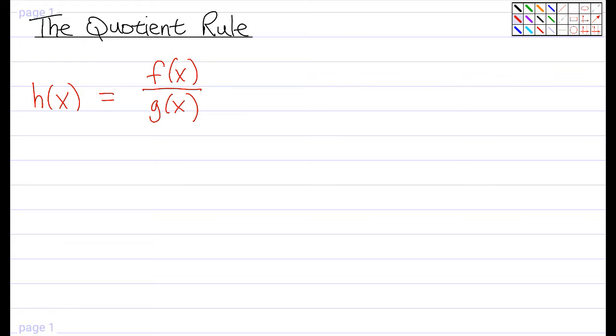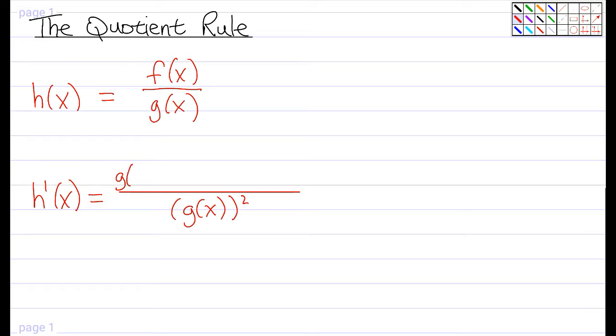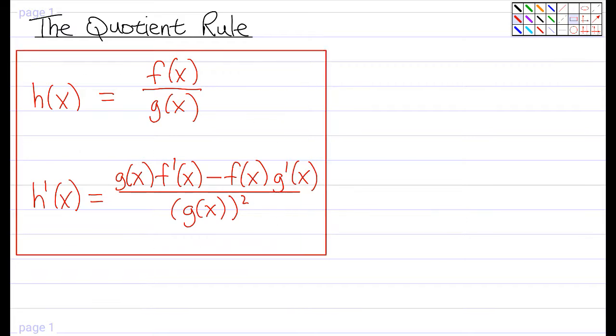Okay, I'm just going to give it to you. Here we go. h prime of x, that's the derivative of h of x, equals, okay, we're going to get a big fraction. In the denominator, we're going to put g of x squared. In the numerator, I'm going to get g of x times f prime of x minus f of x times g prime of x. That's it. That is what we call the quotient rule.